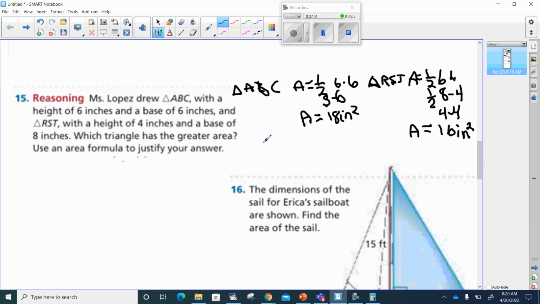So which one has the greater area? Triangle ABC has the greater area. And the reasoning to justify our answer is that 18 inches is bigger than 16 inches. All right, let's go to 17.